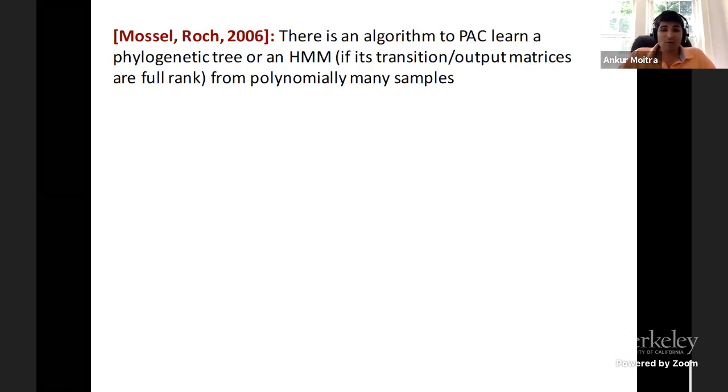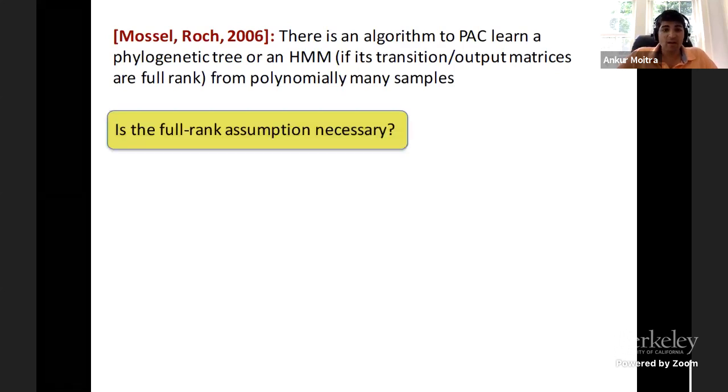But part of the reason I wanted to give a tutorial on this is to try and explain some of the historical quirks and how at least I think about the relationship between these results. So what they showed was that there's a polynomial time algorithm to learn a phylogenetic tree. Now you have to be careful because sometimes when you have long branches, you can't really reconstruct the transition matrices exactly. But what you can do instead is reconstruct other transition matrices that are statistically indistinguishable from the ones that you actually want to learn. And that's how they set up the problem, what's called PAC learning.